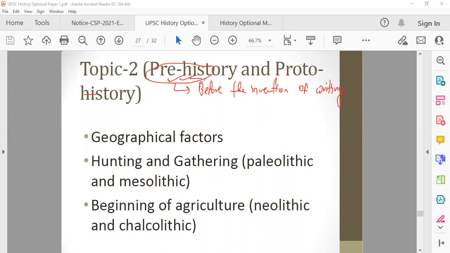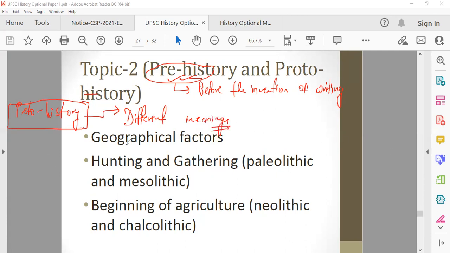That is fine. So now the basic confusion here is in proto-history. If you search different sources, if you read from different books, they have simplified it and given one single definition. That is not true. This term proto-history has different meanings. So what are the different meanings of proto-history? What do you understand by proto-history?